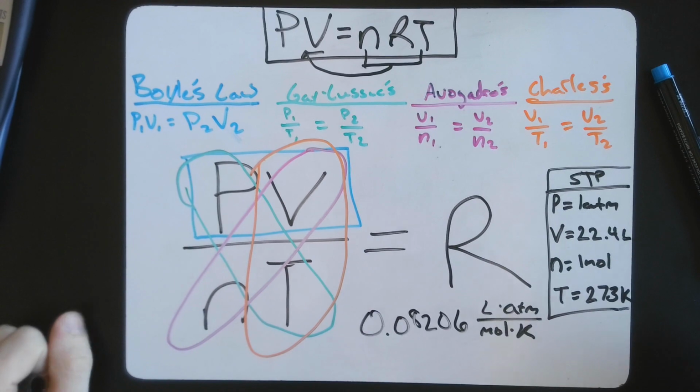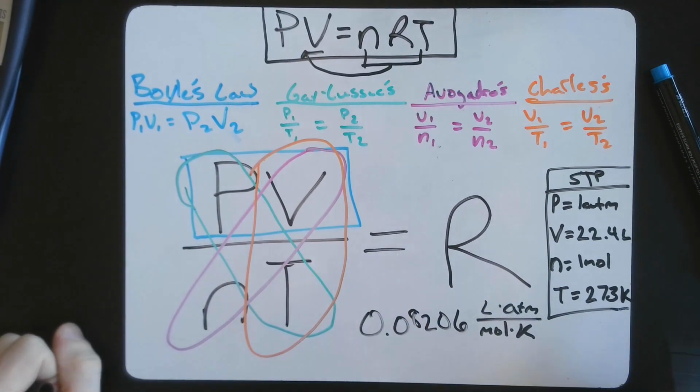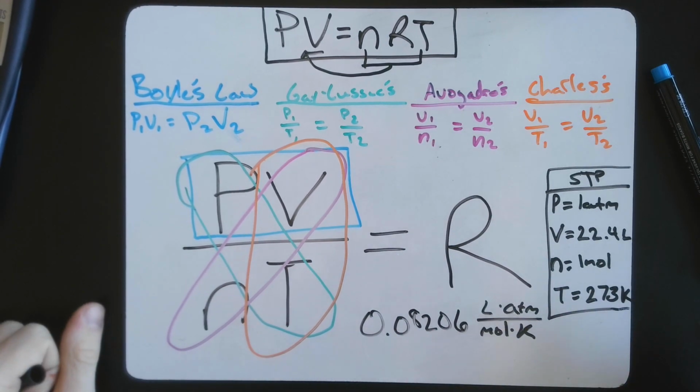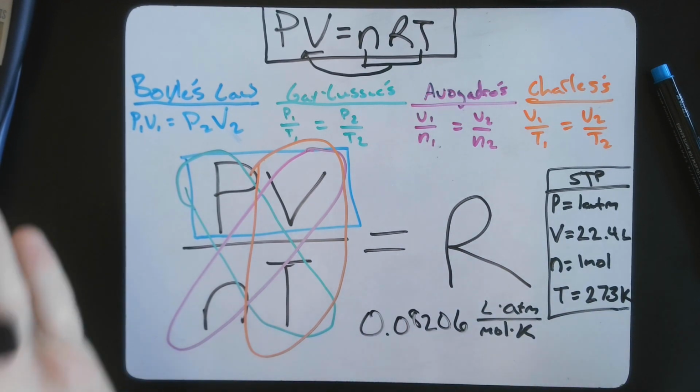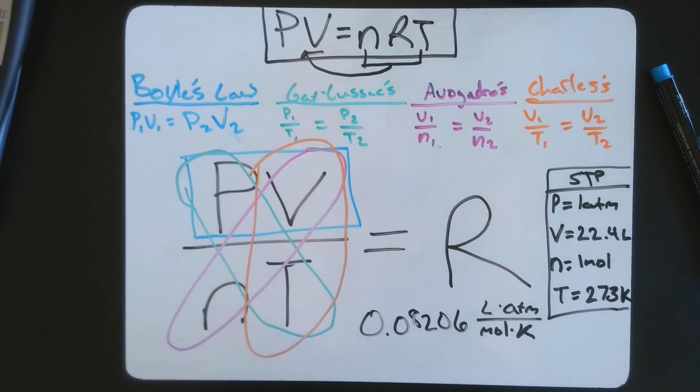And that makes sense, right? Because we have liters, which is volume, atmospheres, which is pressure, moles, which is N, but you could also call it mass, arguably. Don't get that confused with grams mass. We're talking about moles of mass, and Kelvin for temperature.